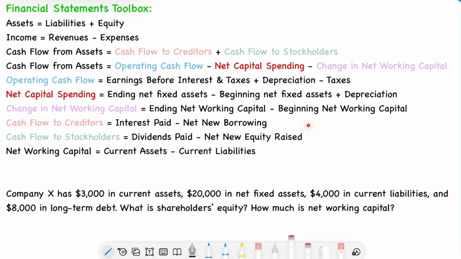Net new equity raised is any new stocks we sell. For instance, we might put out more percentage of our company. We might sell it off as stocks, and all that money would be net new equity raised. We have our net working capital equation, which is current assets minus current liabilities. Let's get started with some problem solving.